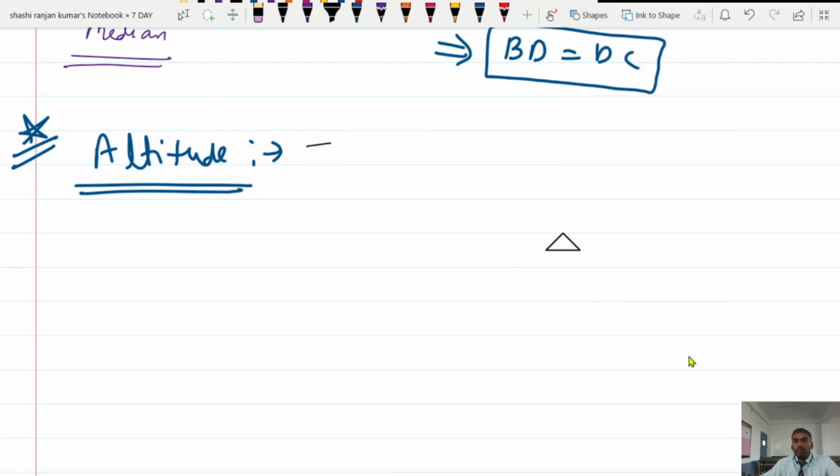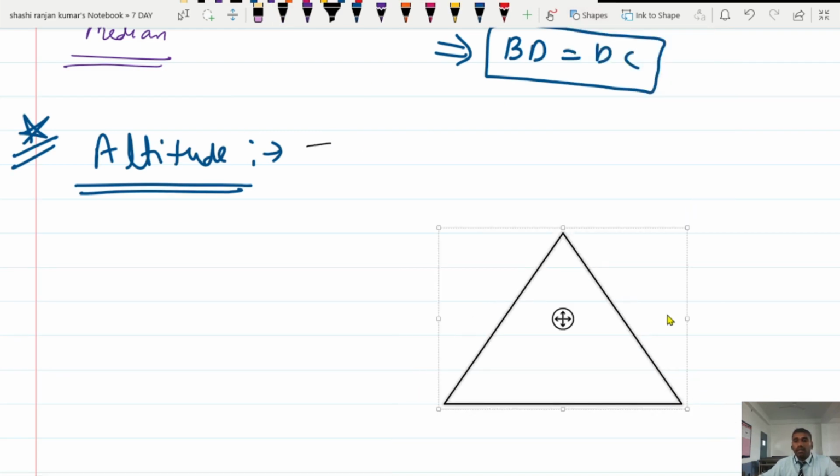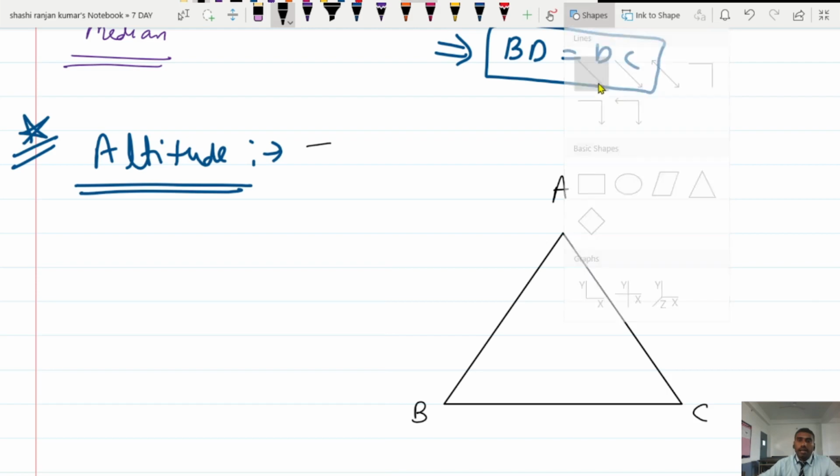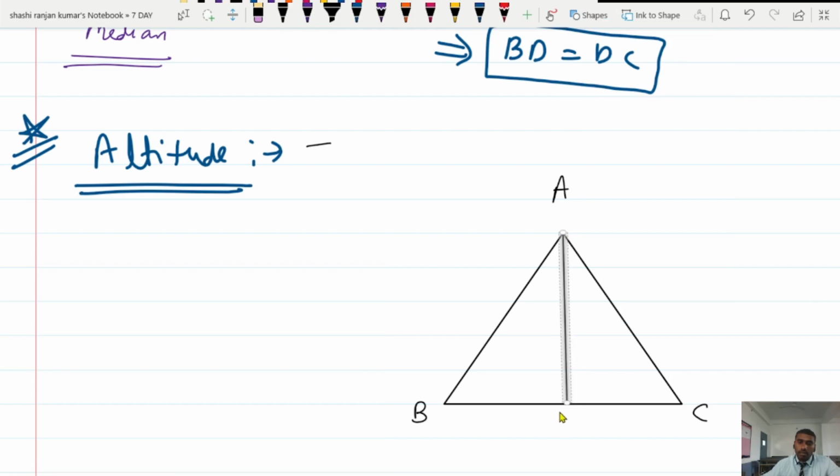Let us suppose here we have any triangle. This is the triangle ABC. So what is the altitude actually? If I draw a line that is perpendicular to the opposite side, let us suppose this is the line we have drawn, and this is the perpendicular, right? This is A. Let us suppose this is D. So this point D is on the opposite side, and this is 90 degrees.